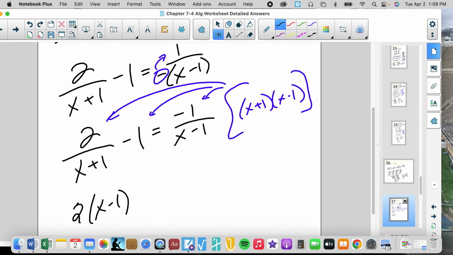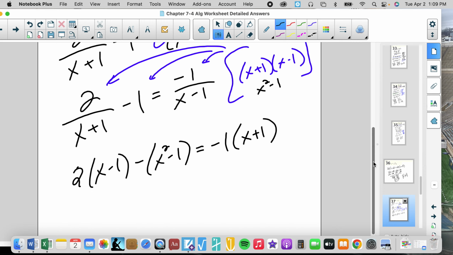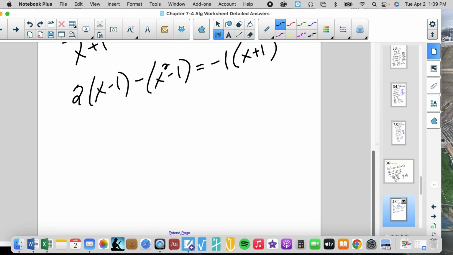The negative 1, we understand that rewritten is going to be x squared minus 1. So we get x squared minus 1, and then that negative. And then the x minus 1 is going to cancel, and we're going to have negative 1 times x plus 1. I sort of did some fast, and you should be able to do fast. That's going to be negative x squared plus 1 equals negative x minus 1.